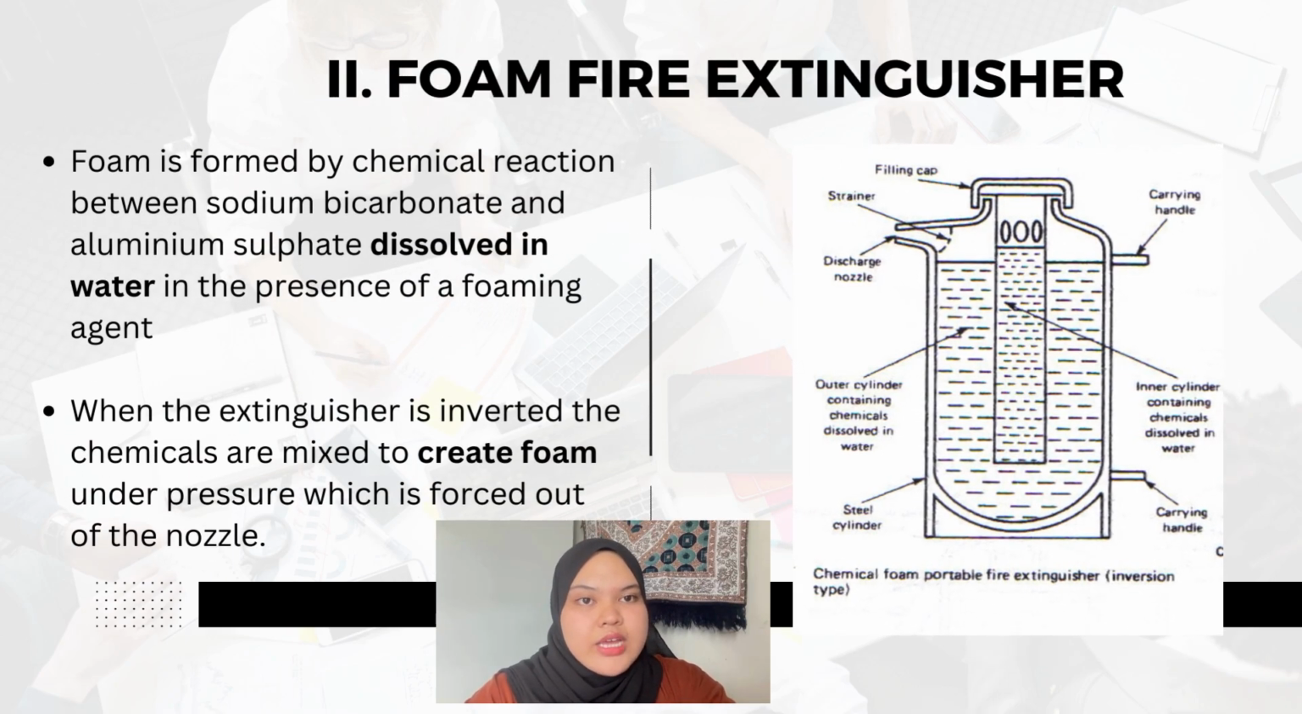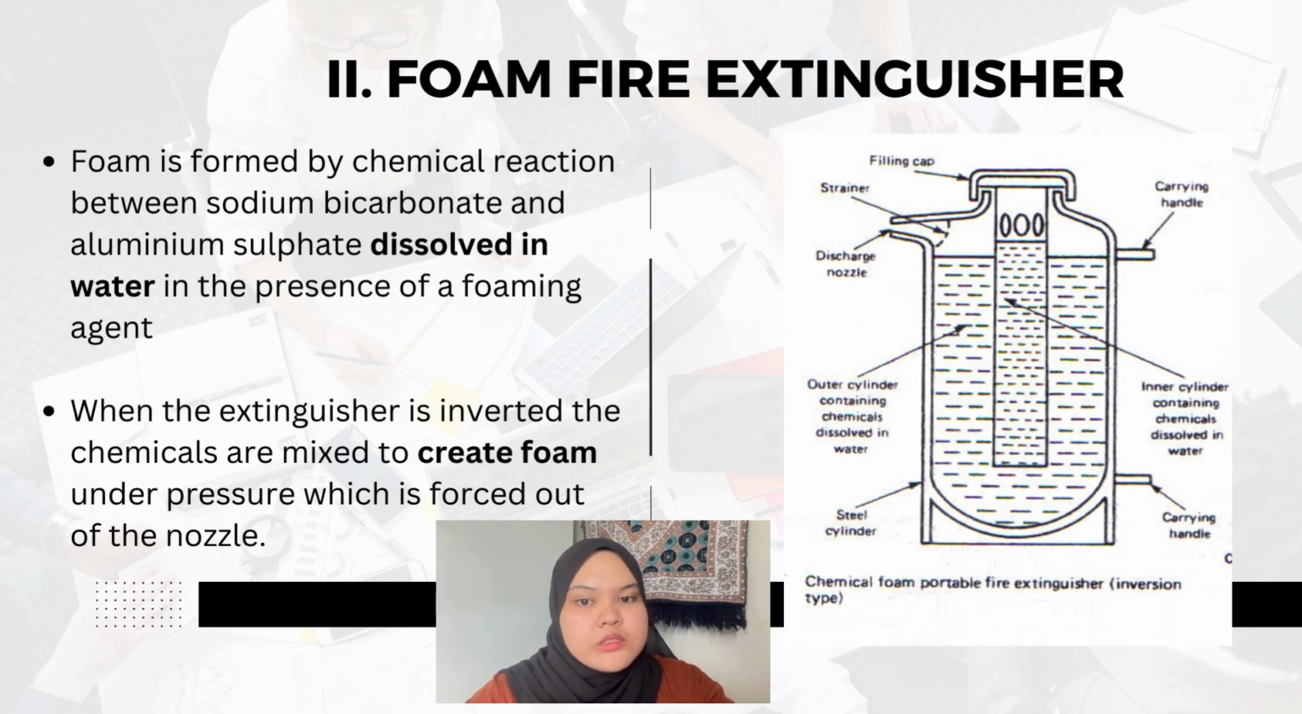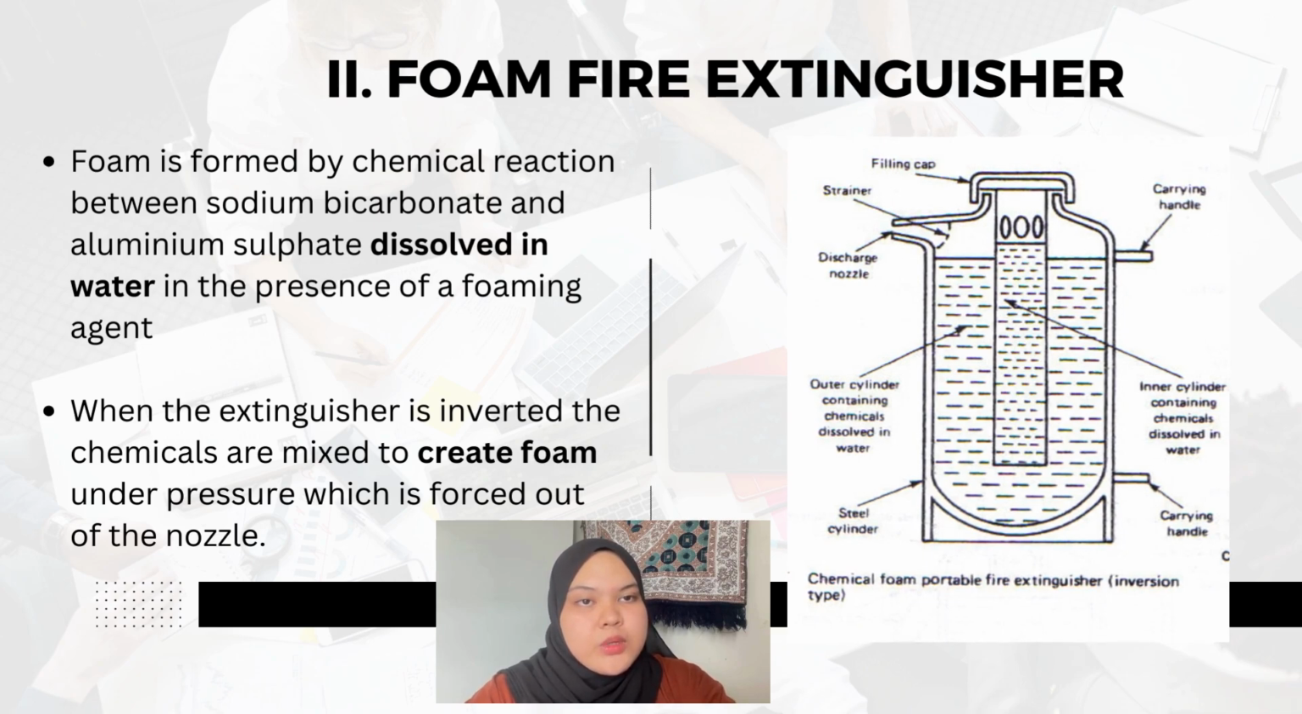Next is the foam fire extinguisher. Foam is formed by a chemical reaction between sodium bicarbonate and aluminum sulfate dissolved in water in the presence of a foaming agent. When the extinguisher is inverted, the chemicals are mixed to create foam under pressure, which is forced out of the nozzle.